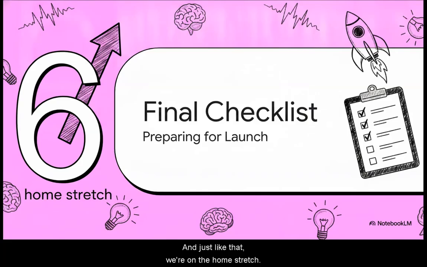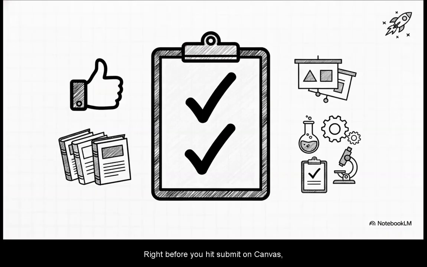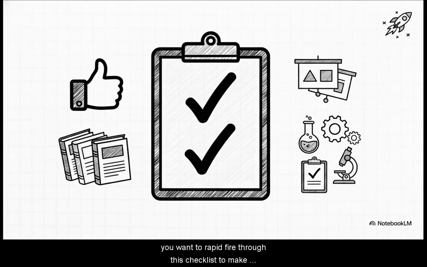And just like that, we're on the home stretch. Section 6, final checklist and submission. Let's get you prepared for launch. Right before you hit submit on Canvas, you want to rapid fire through this checklist to make absolutely sure you've got every single strict requirement checked off for that A.